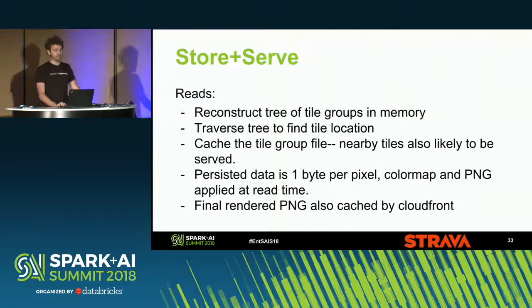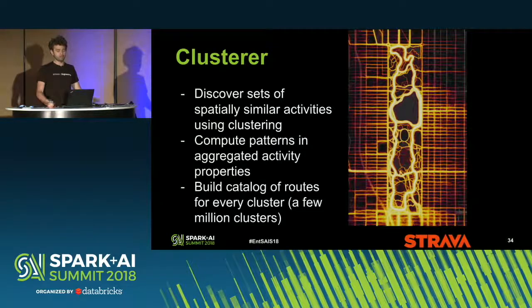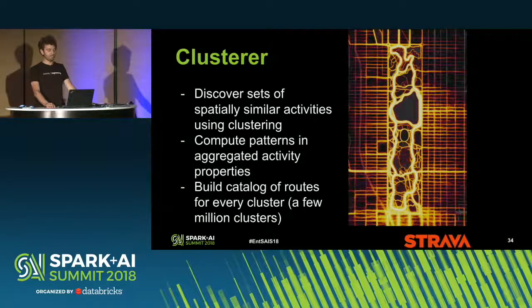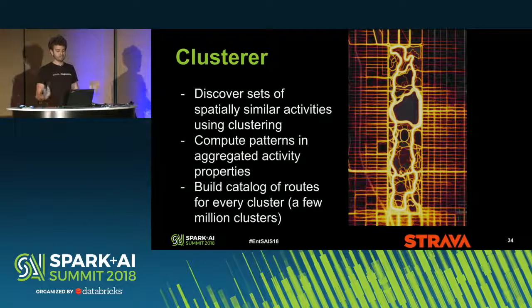So that's the end of the global heat map deep dive. And the final application is something that I'm still working on. It's the latest project that we're doing in Strava Labs, which is called Cluster. The idea behind Cluster is we take the same data set and we do spatial clustering of all the activities in order to find clusters of activities.